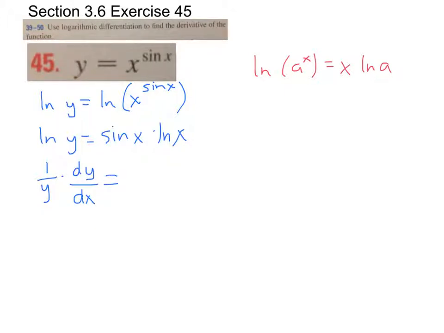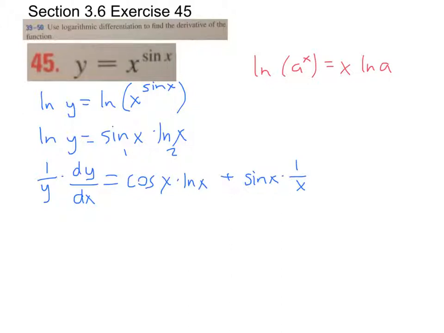And now on the right side, we have the product of two functions, sine of x and natural log of x. So we take the derivative of the first. Derivative of sine is cosine x times the natural log of x. So we took the derivative of the first times the second, plus the first times the derivative of the second. Derivative of natural log is 1 over x.